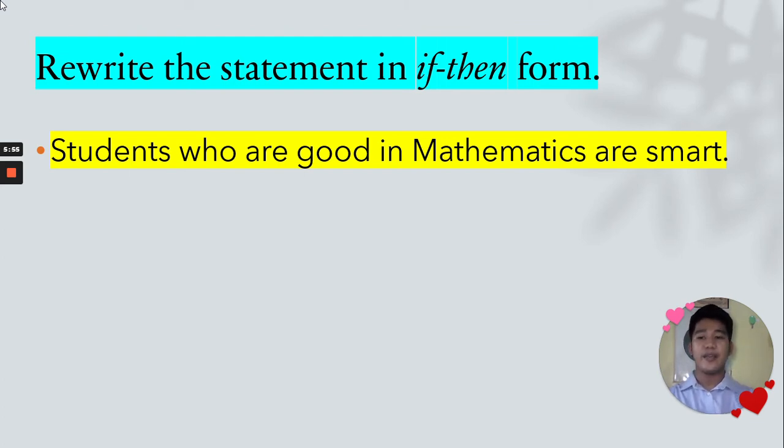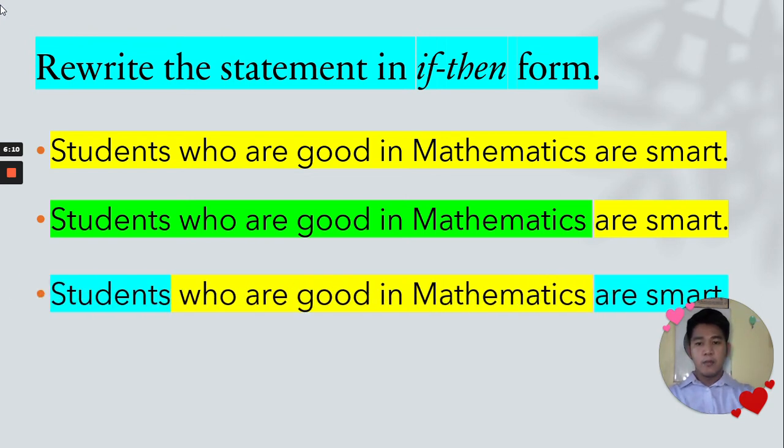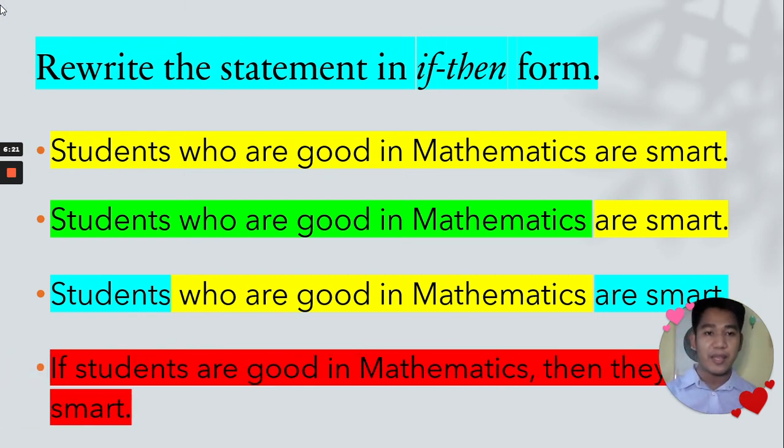Anyway, so here it is. Notice our hypothesis will be students who are good in mathematics, and our conclusion will be students are smart. So if we're going to rewrite it in the if-then form, it will look like, if students are good in mathematics, then they are smart. No need to repeat students, so you just use a pronoun, they. If students are good in mathematics, then they are smart.